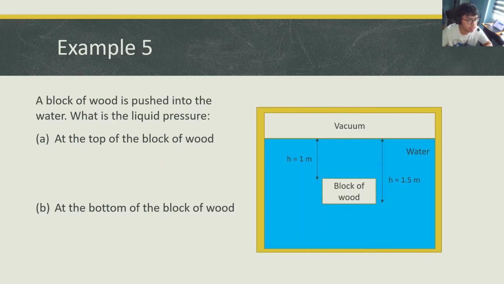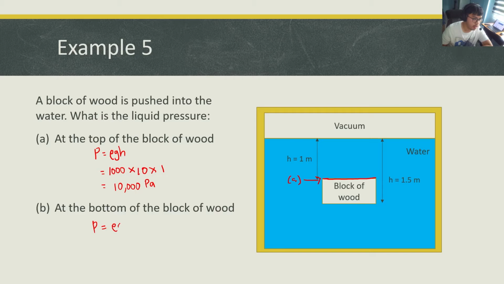Example 5. A block of wood is pushed into the water. What is the liquid pressure at the top of the block of wood? So let's use this equation again. The density of water is 1000 kilograms per meter cube. G is 10, always on Earth. And what's the depth of the block of wood? So on top of the block of wood, it's right here, this level here. So that's A. And at point A, the depth is 1. So the pressure at that point is 10,000 Pascal.